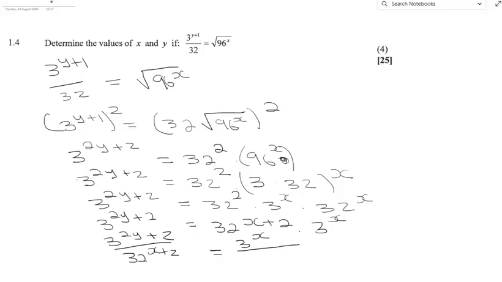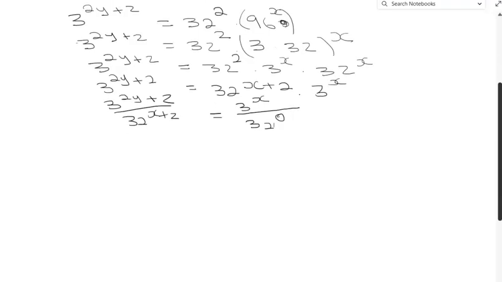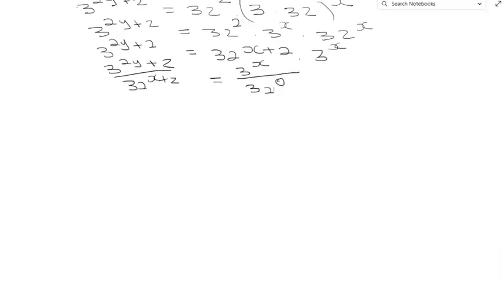What are we going to divide by? Anything to the power of 0 is 1, right? So we can actually say 32 to the power of 0 here. 32 to the power of 0 is 1, right? Okay. Now from here we can say, therefore, if the bases are the same and we equate the exponents, we are able to solve this problem, right?